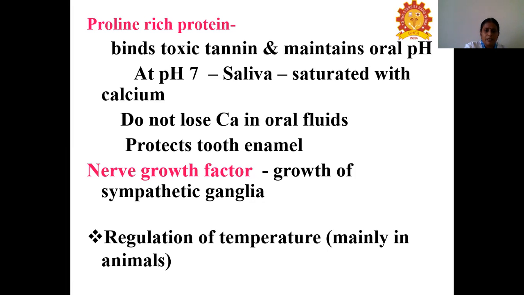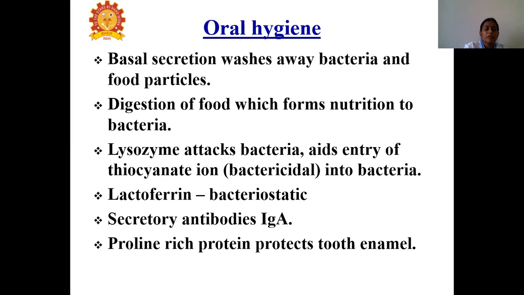Nerve growth factor is present in the saliva and helps in the growth of sympathetic ganglia. It also helps in the regulation of the temperature. It is well developed in animals by the panting mechanism. It maintains the oral hygiene. Saliva helps to maintain the oral hygiene.